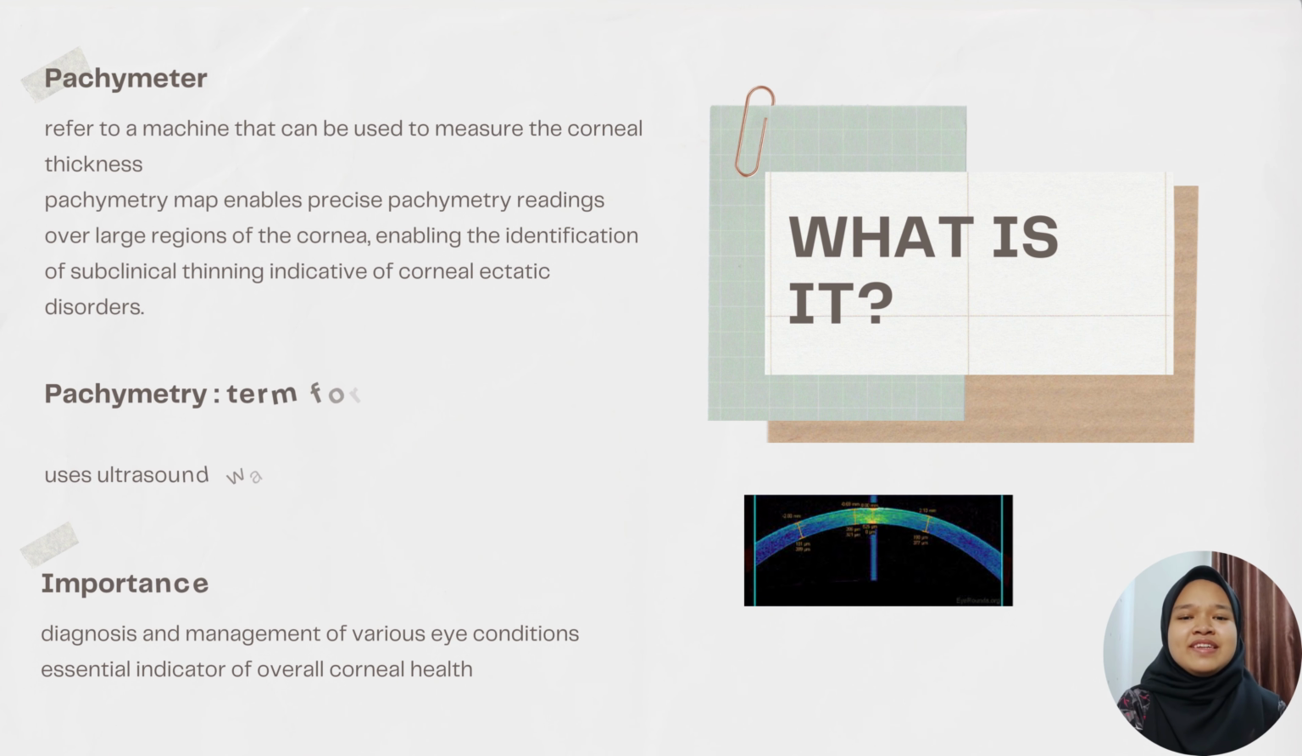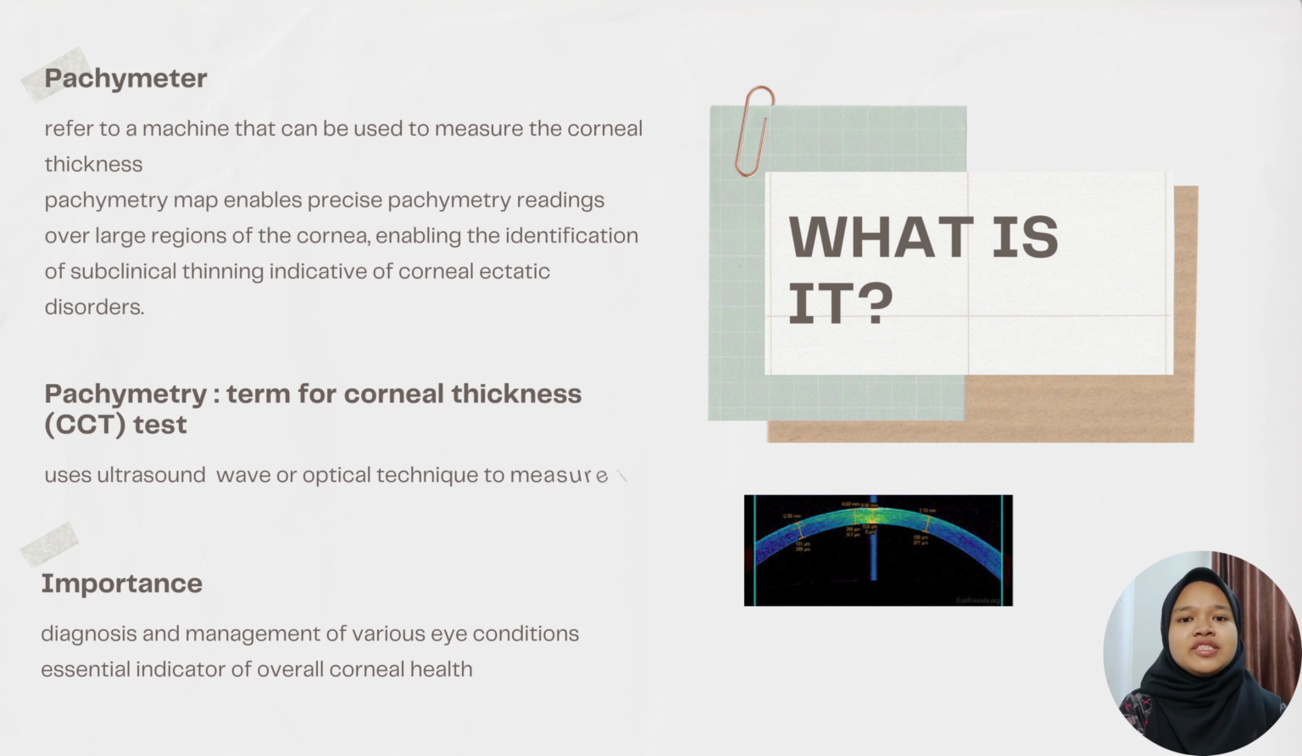First of all, a pachymeter refers to a machine that can be used to measure the corneal thickness. The pachymeter map allows for accurate pachymeter reading over broad areas of the cornea, allowing for detection of subclinical thinning suggestive of corneal disorder. In this presentation, you will hear a term, pachymetry. Pachymetry is a term used for a corneal thickness test.